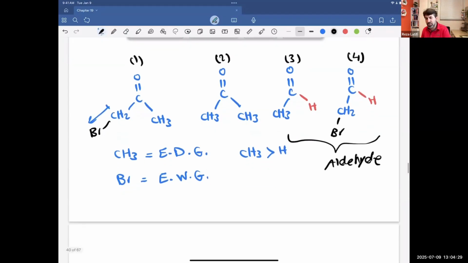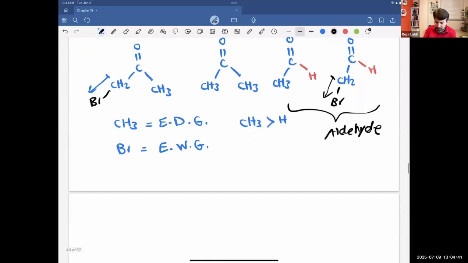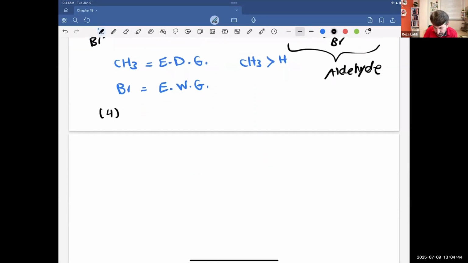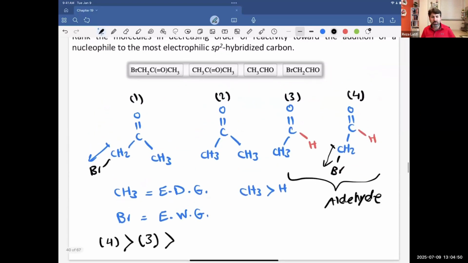Okay, I have 2 aldehydes, 3 and 4. Because the bromide is attached to CH2 in number 4, and the bromide is going to pull more electron density from the system, number 4 will be the most reactive compound. And then we will have number 3. And after that one, okay, now let's compare 1 and 2.